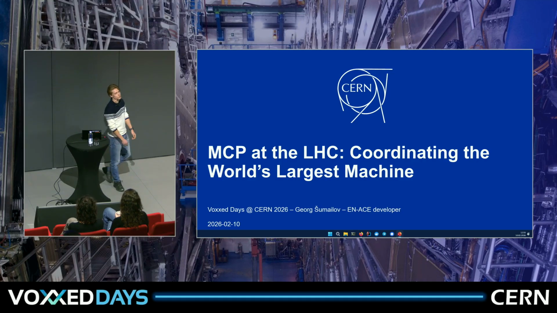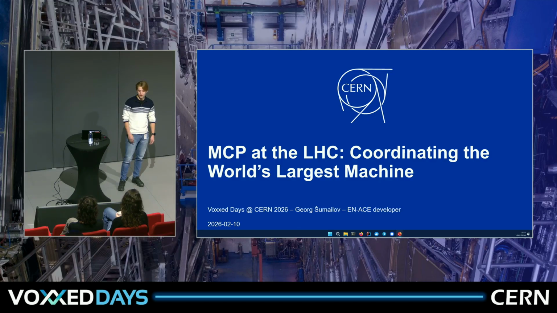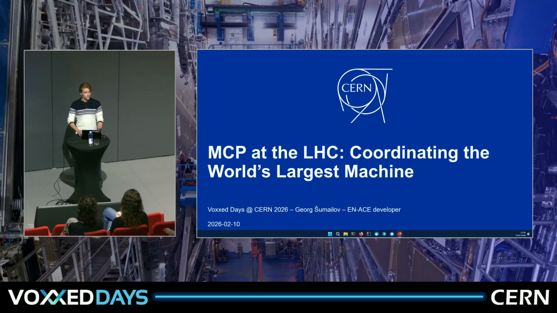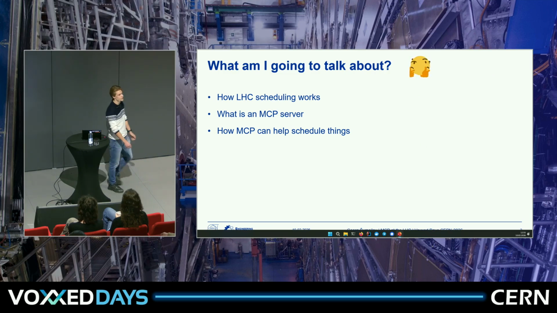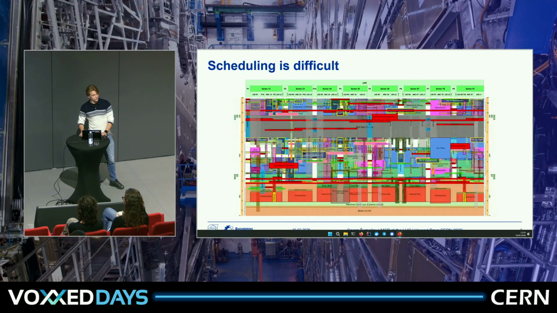My name is Georg Šumailov, and I'm a developer for CERN in the group of ENAs. Normally, I don't really do scheduling, I work on other things, but this is what I did part-time. Now, what am I going to talk about? First of all, how LHC scheduling works, what is an MCP server, and how the MCP server can help schedule things at CERN. Now, scheduling is a difficult task.